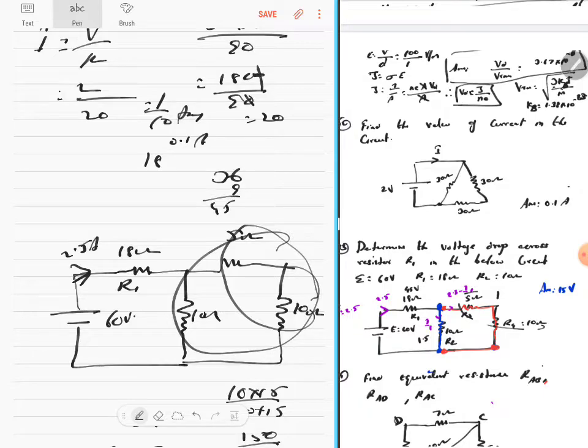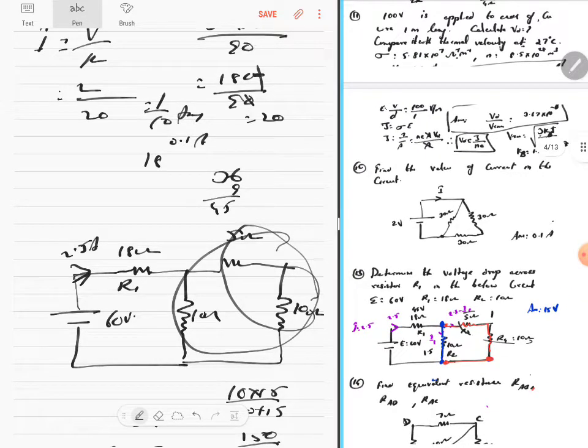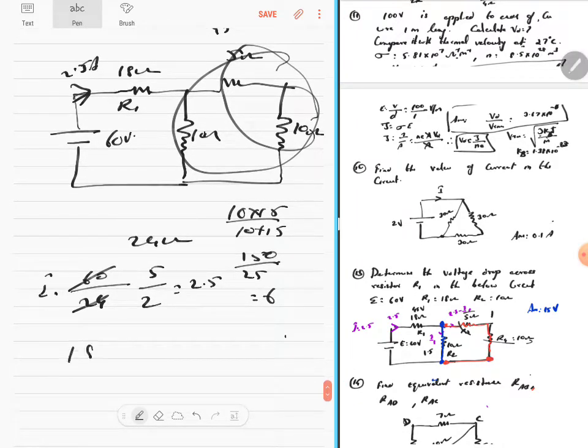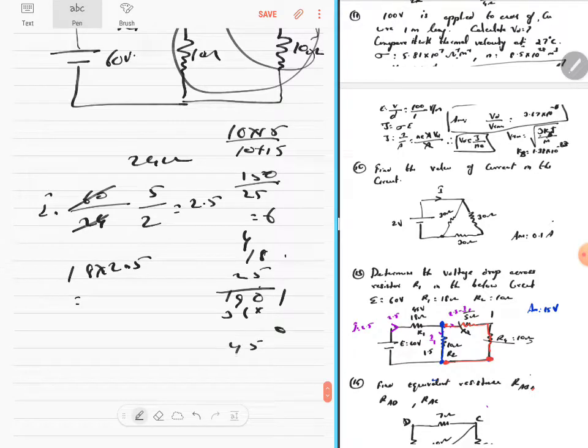The answer I have written is 15 volts. Why am I not doing well? What is the problem? Can you just multiply 18 into 2.5? 18 into 25, 5 eights are 40, 5 ones are 5, 45. Yeah, I am getting that only. So, the answer is tending to be wrong. Let's find out what is the mistake.